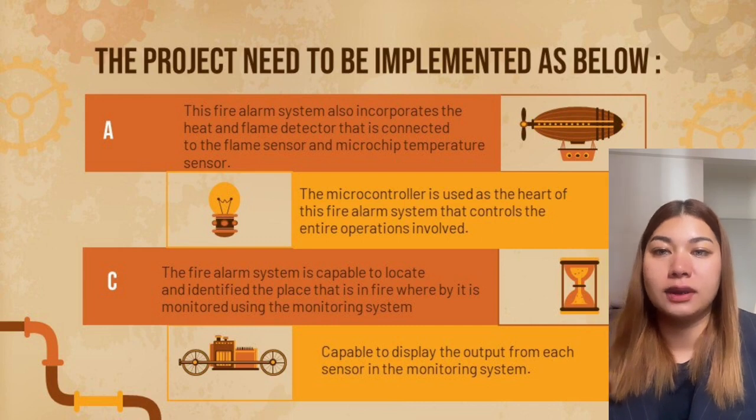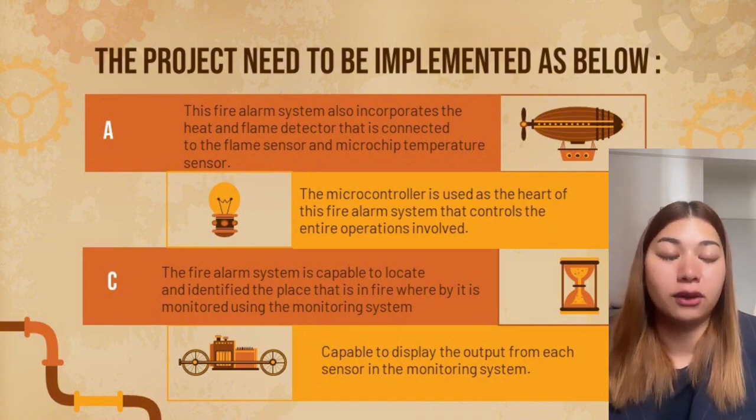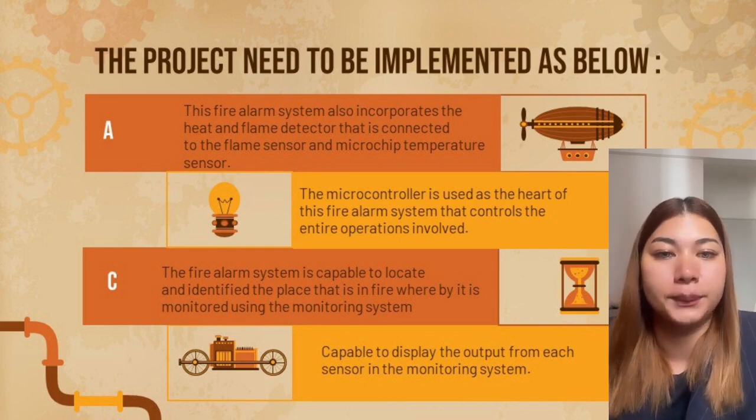Our project needs to be implemented as below. First, this fire alarm system incorporates the heat and flame detector that is connected to the flame sensor and microchip temperature sensor. Second, the microcontroller is used as the heart of the fire alarm system that controls the entire operation involved. The third one, the fire alarm system is capable of locating and identifying the place that is on fire, whereby it is monitored by using the monitoring system. The last one is capable of displaying the output from each sensor in the monitoring system.